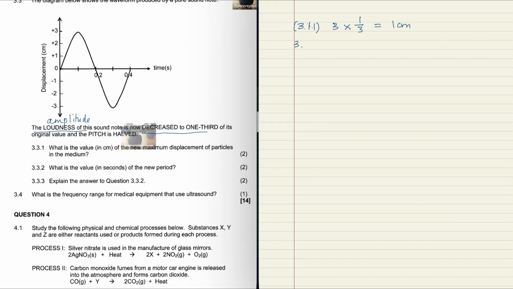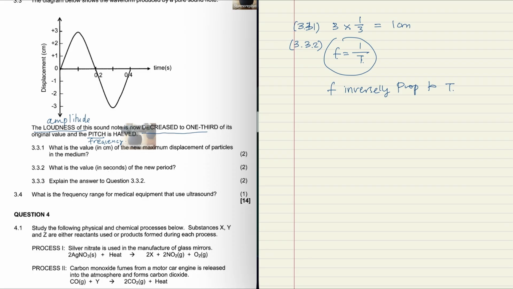Question 3.3.2. What is the value in seconds of the new period? So pitch correlates to frequency, right? Now from the formula, F is equal to 1 over period. We can see that there is a relationship between frequency and period. Frequency is inversely proportional to period.